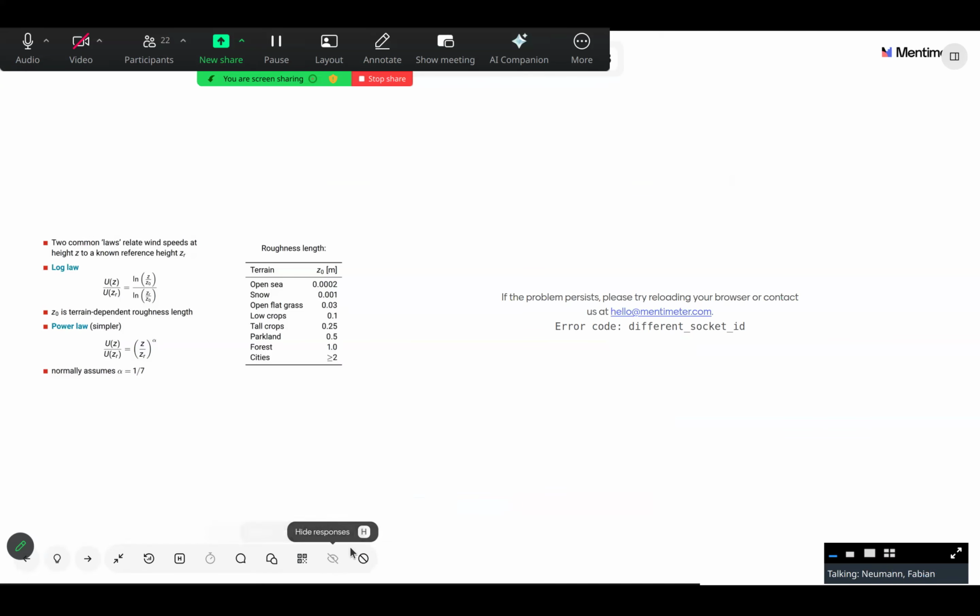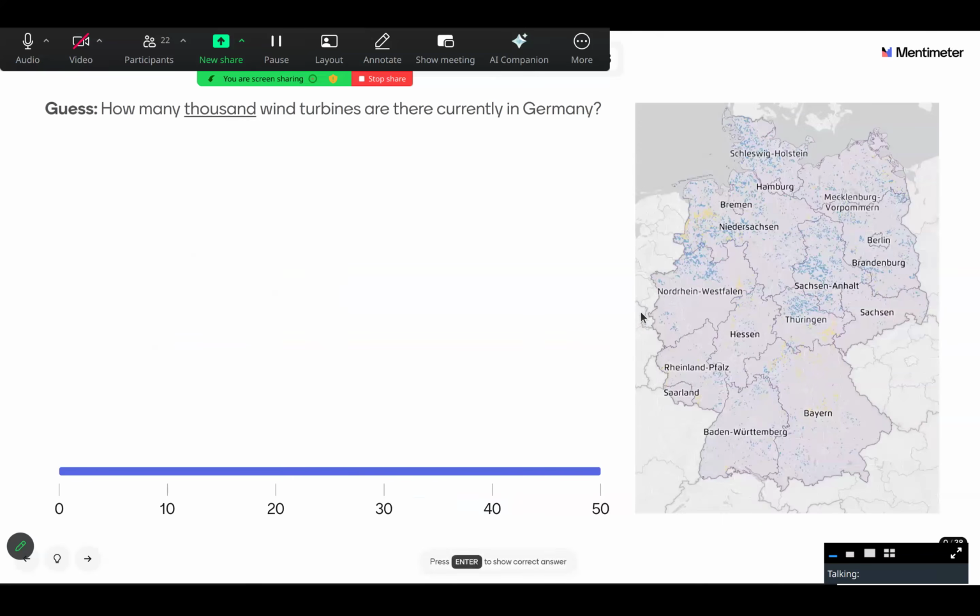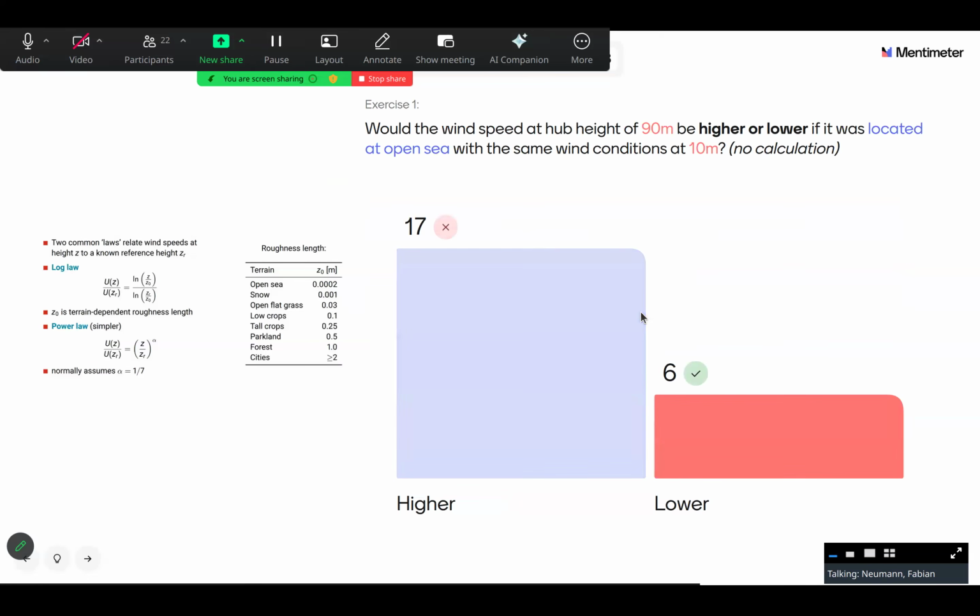Okay, that's kind of what I expected, because if you only have a minute to think about it and it's a new concept, the first time I also thought it would be higher. But actually it would be lower.